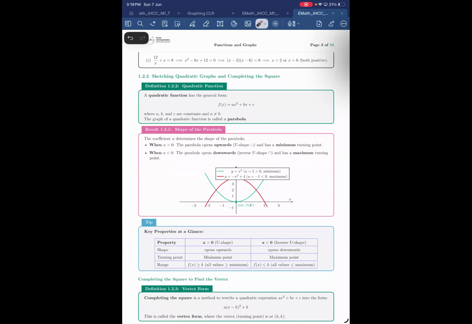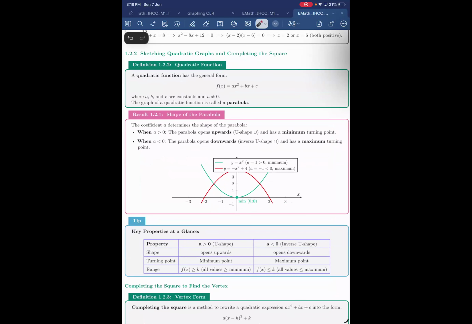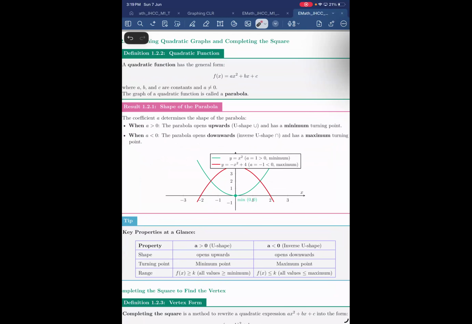So the key properties are as follows. A10 is open outwards, the U shape, and minimum point. Then the range, right, means the y values that you can take. For minimum point, this y value here is the minimum. That means every y value that you can take is everything that is above this guy, including him. So if the y value here is k, then it's everything else above it, including this guy. So it's more than or equal to k.